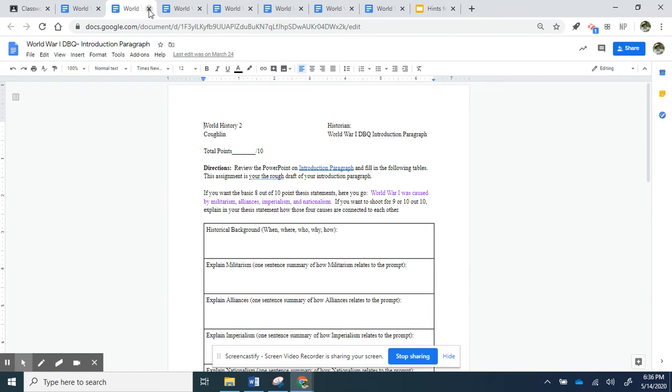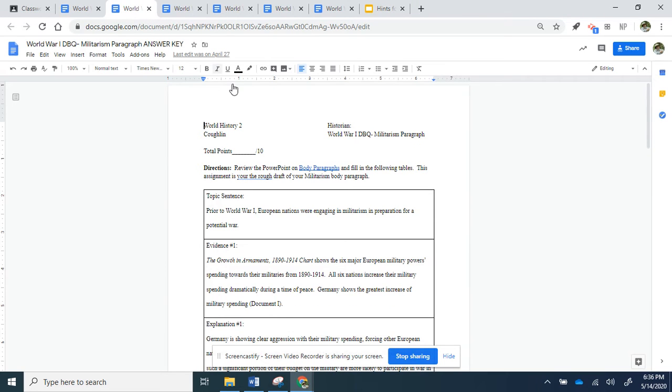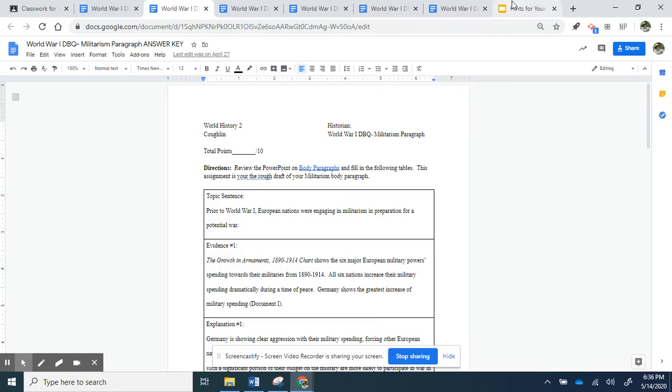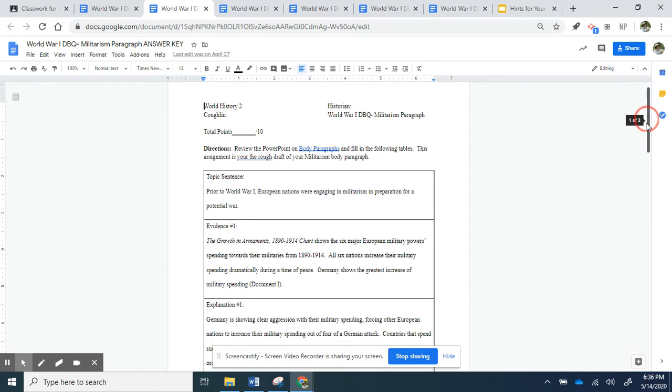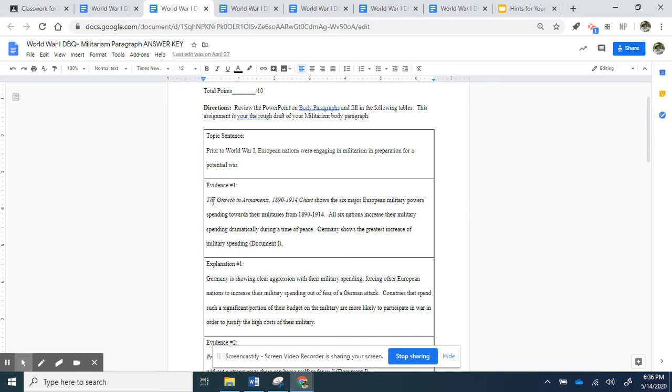Now we are looking at the militarism paragraph. The militarism paragraph I wrote for you. Use this as your guide. I want to point out a couple of things here. The growth in armaments, that's the title of the document. You notice I've italicized the title of the document.